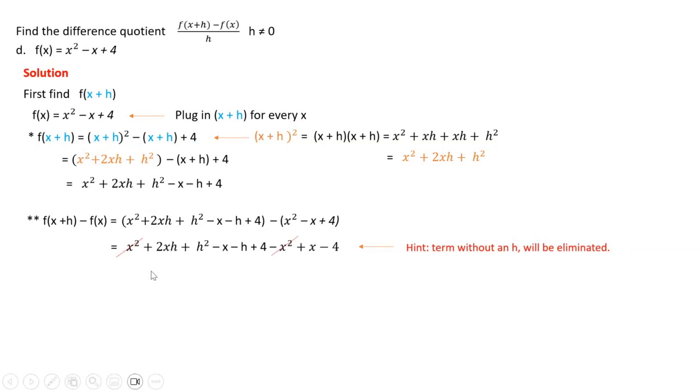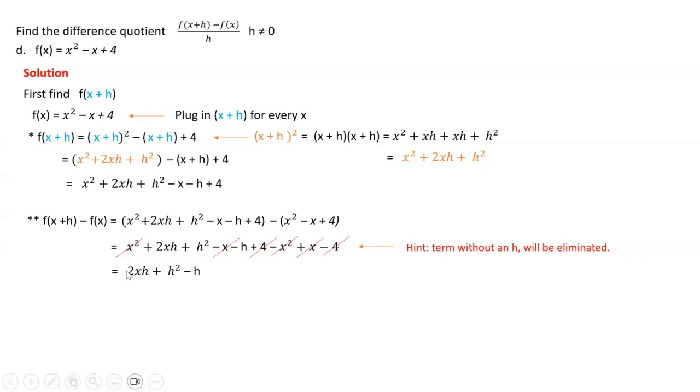Does the 2xh have an h? Yes. So it's going to stay. Does the x squared have an h? It stays also. You see, like I said, every term that doesn't have an h must cancel, must be eliminated. Here we have negative x. Here we have positive x. So those also are eliminated. The h is okay. So the 4, right? The 4 doesn't have an h, so it'll be positive 4 minus 4. It will also be eliminated, which means the result will be 2xh plus h squared minus h.